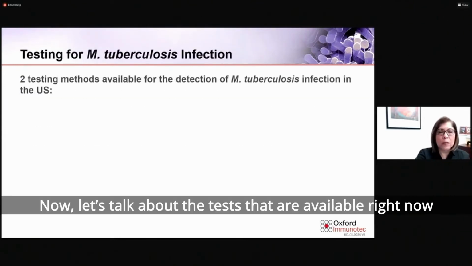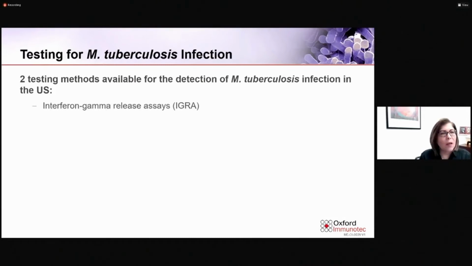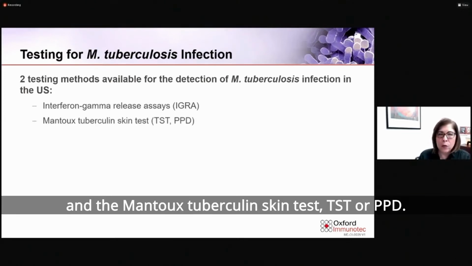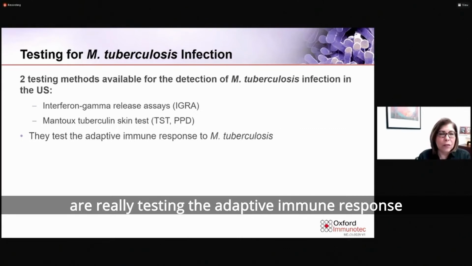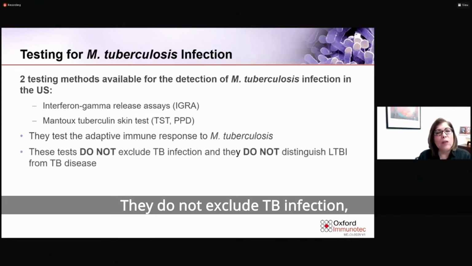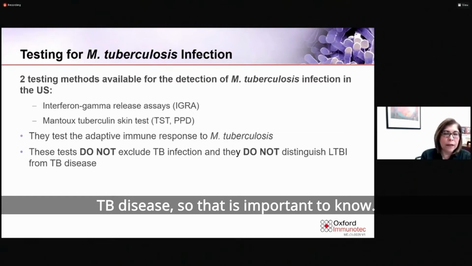Now, let's talk about the tests that are available right now to detect MTB infection. Those are interferon gamma release assays and the Mantoux tuberculin skin test, TST or PPD. As I said before, these tests are really testing the adaptive immune response to MTB, not the actual bacteria. They do not exclude TB infection, and they do not distinguish LTBI from TB disease. So that is important to know.